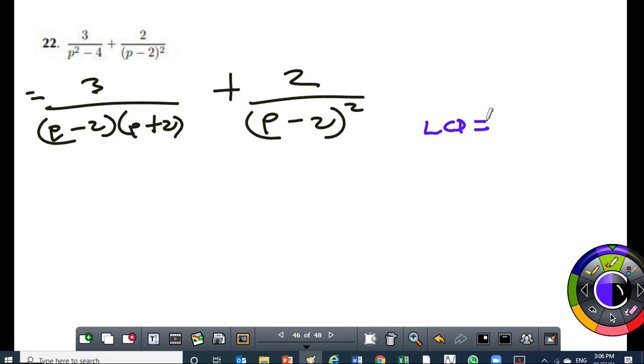Now, do you see that this p minus 2 is a factor of that? Because it is a factor of this p minus 2 all squared, it means that our LCD must have p minus 2 all squared. In actual fact, this is called a multiple of that p minus 2. So, that multiple becomes part of the LCD.